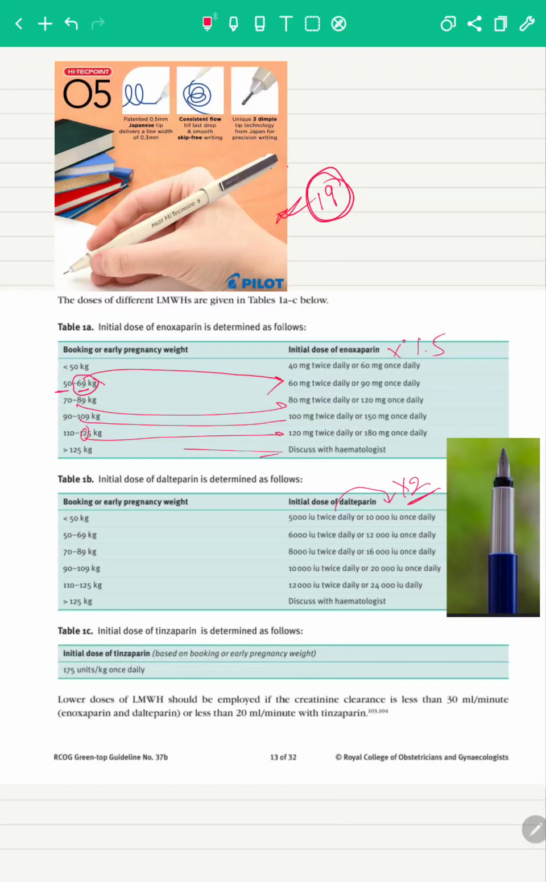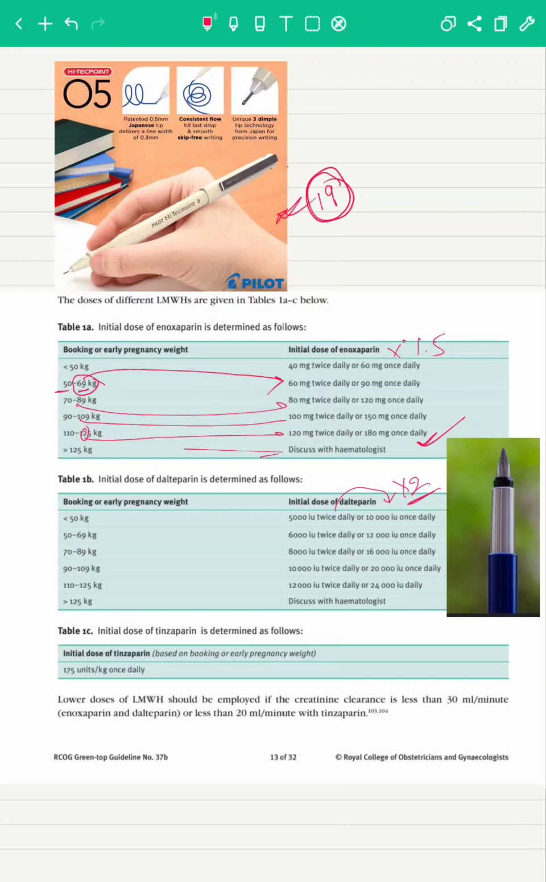That is the dose plus half the dose. 1.5 times of 80 is 80 plus half of 80, that is 80 plus 40. 1.5 times of 120 is 120 plus half of 120, that is 120 plus 60, that is 180. So this table is very, very easy to remember.